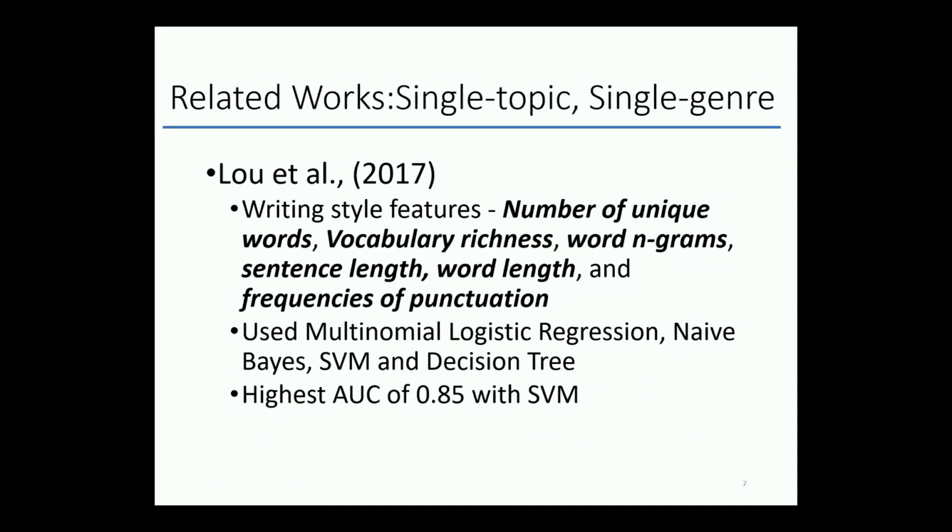Then there was Louis et al. in 2017. They also looked at various writing style features, like number of unique words, vocabulary richness, word n-grams, and so on. Similarly, they used the Naïve Bayes method, the SVM, and the decision tree, and also added multinomial logistic regression. They found the best performing one was the one with the highest AUC of 0.85, with SVM.